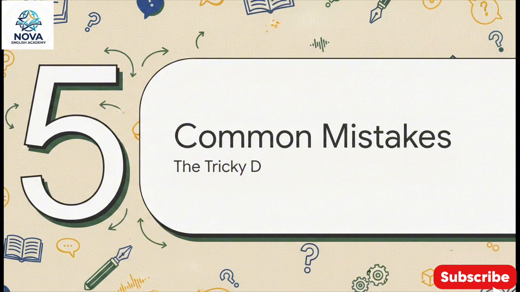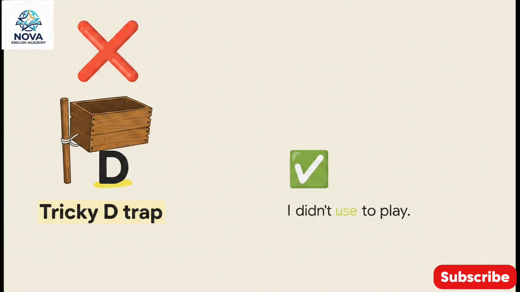All right, part 5, avoiding common mistakes. We need to talk about avoiding the tricky D trap. Listen to this incorrect version. I didn't used to play. If you write that with a D at the end of use, you've fallen for the trap. The correct structure is I didn't use to play. After a helping verb like did or didn't, you must always use the base form without the D at the end. Honestly, try to just burn this distinction right into your memory.